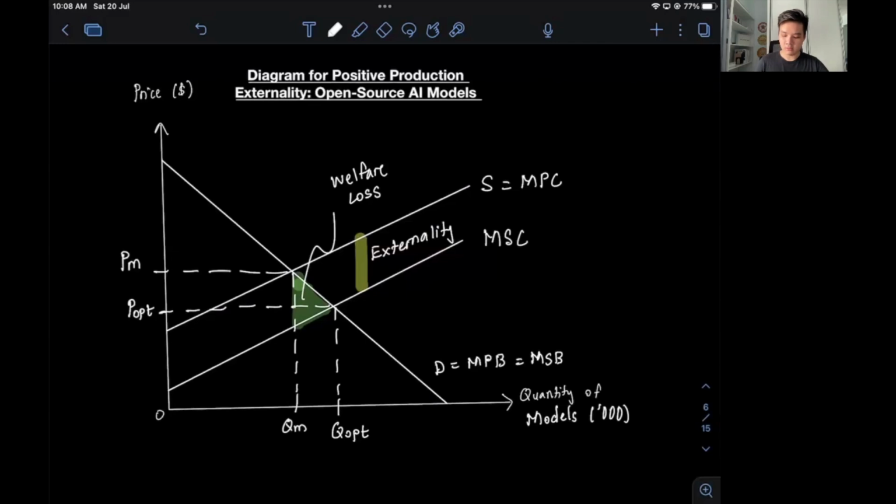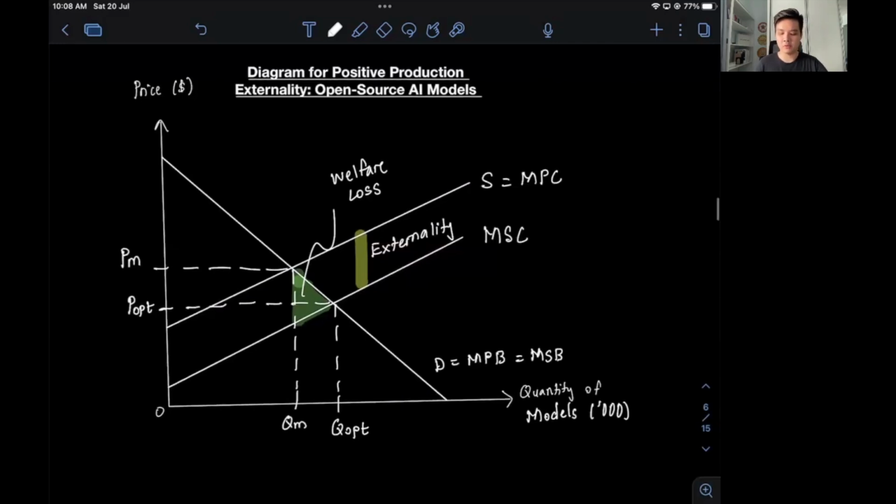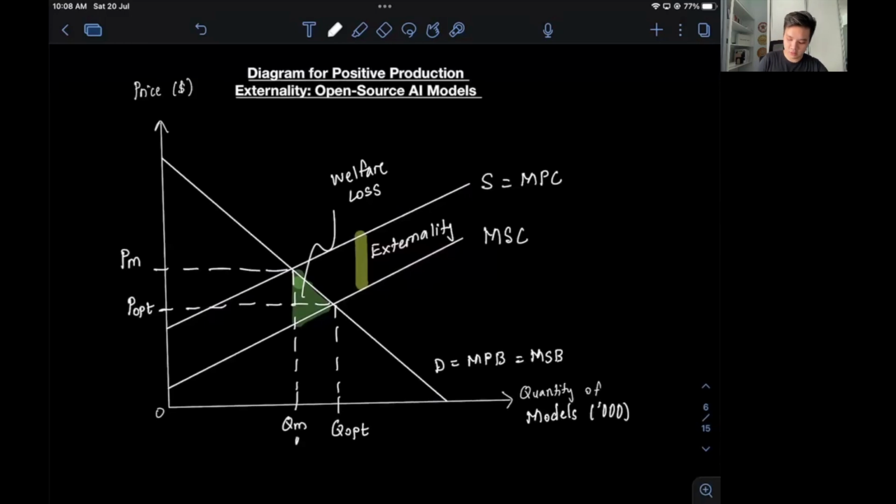One thing you'll take note of is that the actual quantity of open source AI models produced by the free market, QM, is lower than what is socially optimal, or rather the socially optimal quantity. In a similar vein, the actual price at the free market is higher than the socially optimal price.